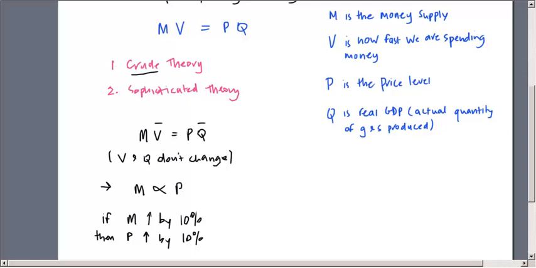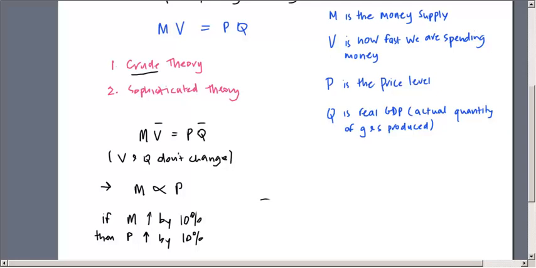It just says if V and Q don't change, so if we assume that the speed at which we spend money and the quantity of goods and services produced don't change, then a given increase in the money supply, so if the government puts more money into the economy, then the percentage increase in the money in the economy will be reflected by the same percentage increase in the inflation rate. Let's have a look at that.